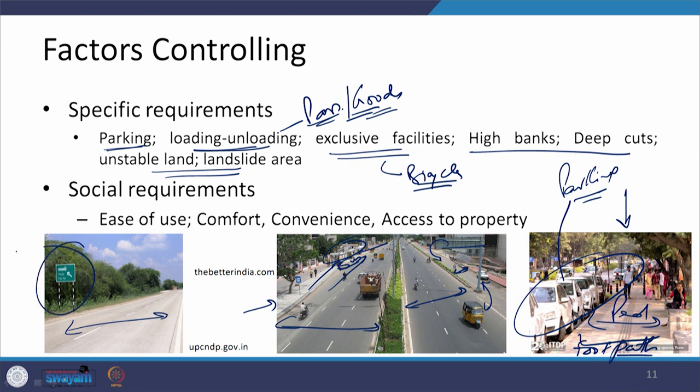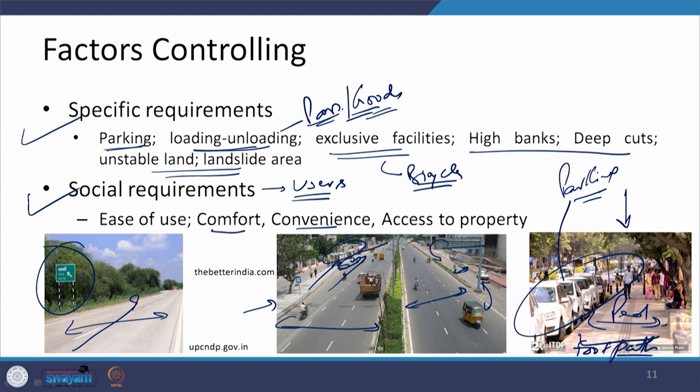Even you can see that there is a space which is required to place certain informatory signs for the drivers who are moving on this road. So, that space also needs to be taken care of. When we talk about these specific elements along with this, because we are providing the facilities for a type of users, we need to look at the comfort and convenience of those users also.